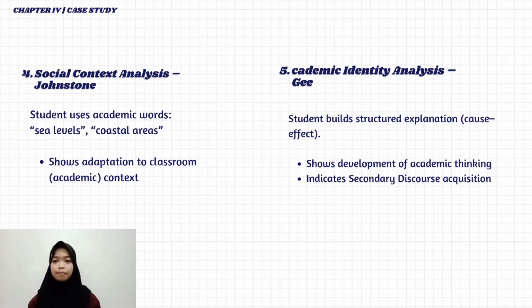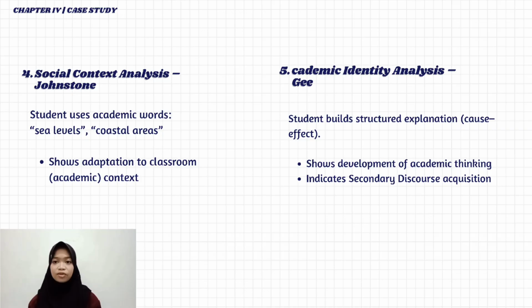From the social perspective, we can see that the student starts using more academic language. For example, words like sea levels and coastal areas are not everyday language, but scientific or academic terms. And this shows that the student is adapting to the classroom context where more formal language is expected. And next, academic identity analysis by Gee. From Gee's perspective, this also shows the development of academic identity.